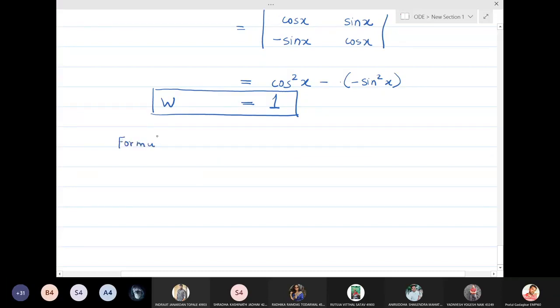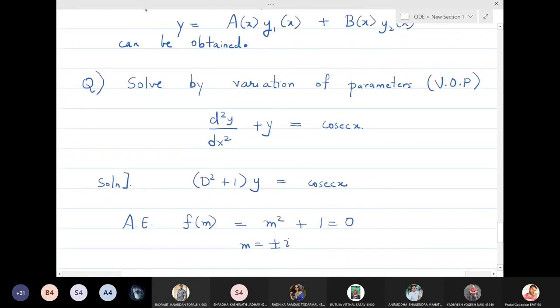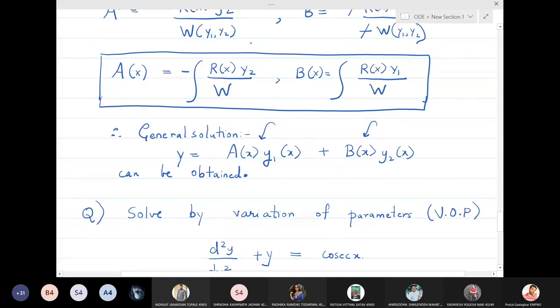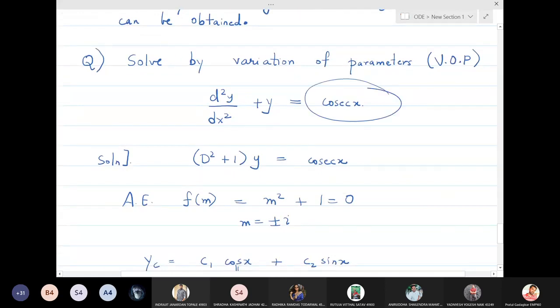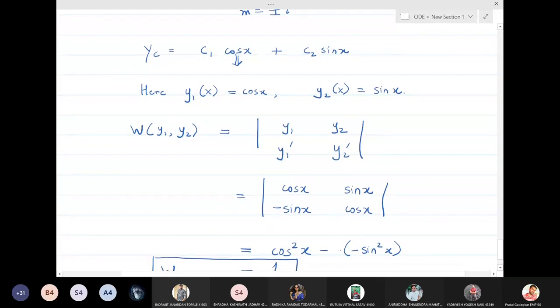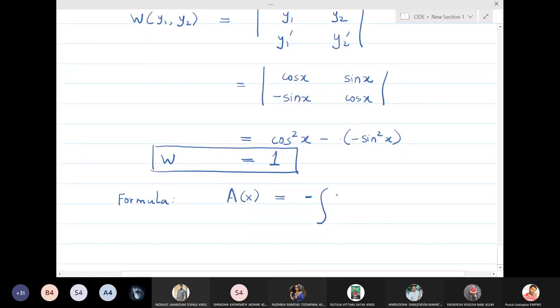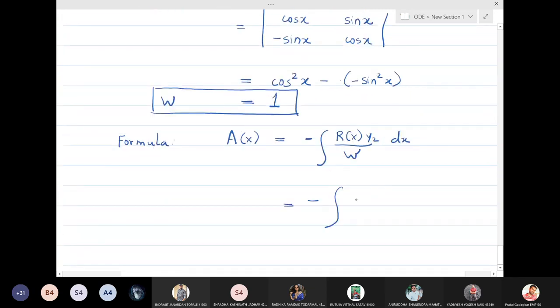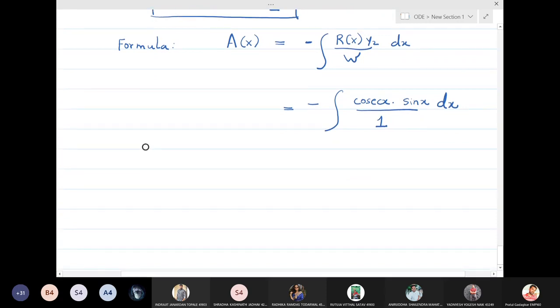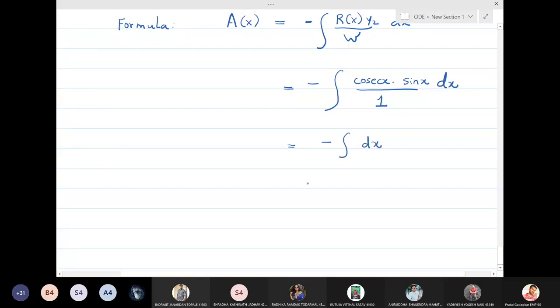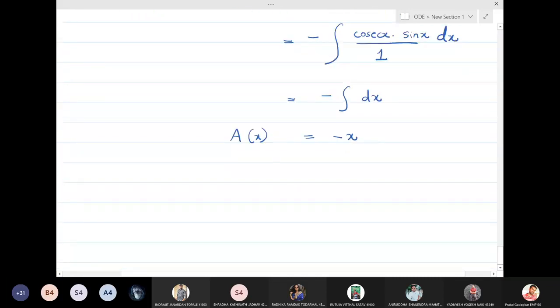Formula for A(x): what is A(x) equal to? A(x) is integration with a negative sign, correct? R(x) y2 by W. What is R(x)? R(x) was the right hand side. Who is R(x) in my problem? R(x) is cosec x. Who is y2 in my problem? y2 is sin x. Minus ∫ R(x) y2 dx upon W, which is minus ∫ cosec x sin x upon 1 dx, and cosec x and sin x will become 1, which is minus ∫ dx, which is minus x. So A(x) is coming out to be minus x.